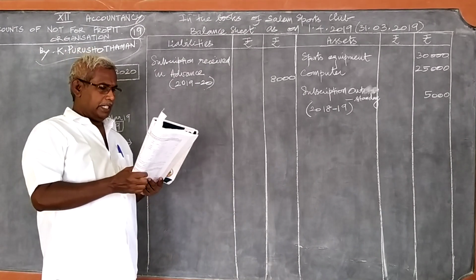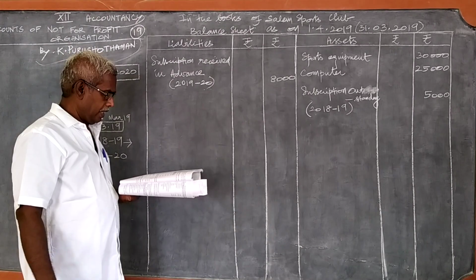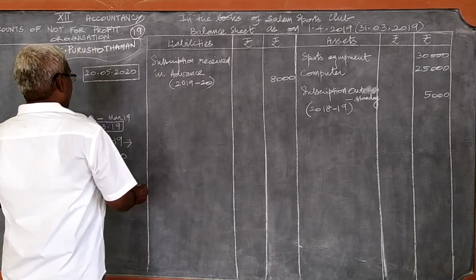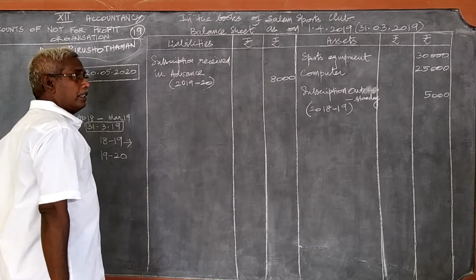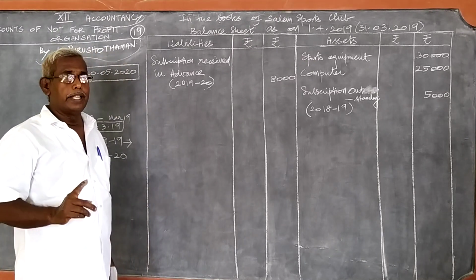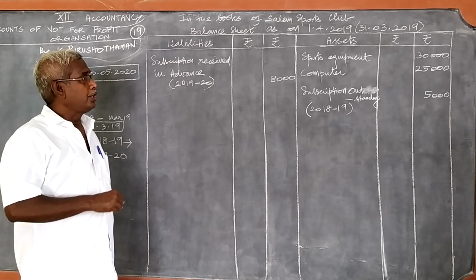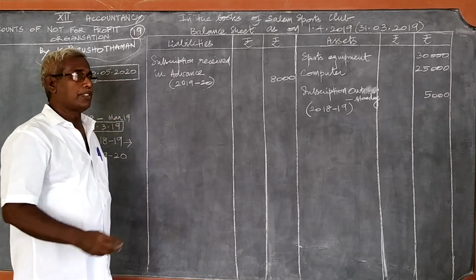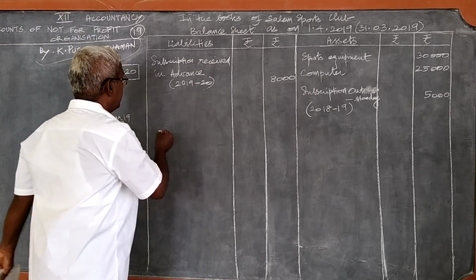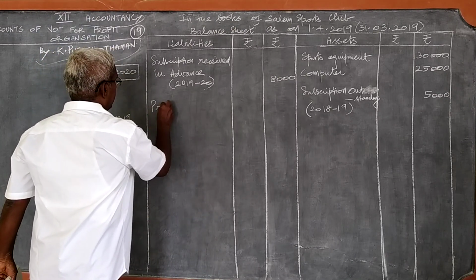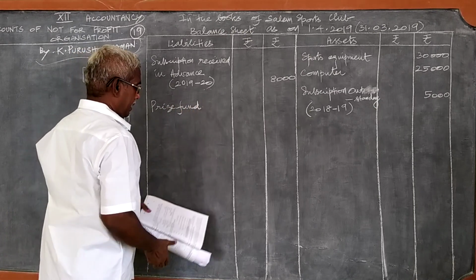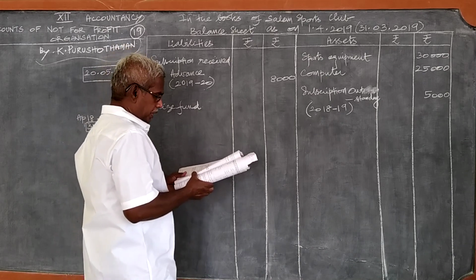And the next one, prize fund. Prize fund is a liability. I taught you in 11th standard itself, if there is any fund or reserve, it should appear on the liability side. So, prize fund must be on the liability side. Prize fund amount is 10,000.